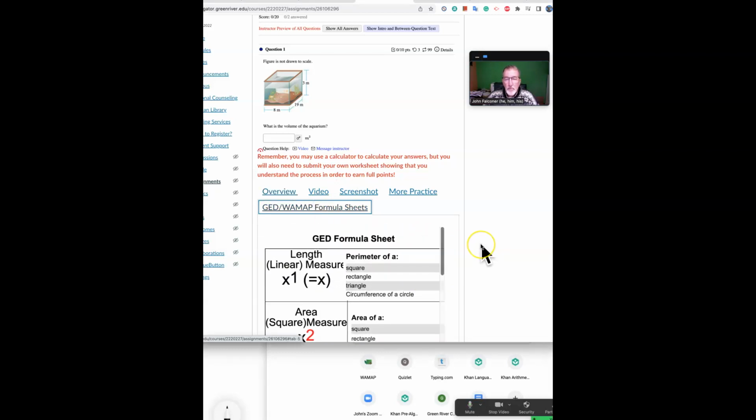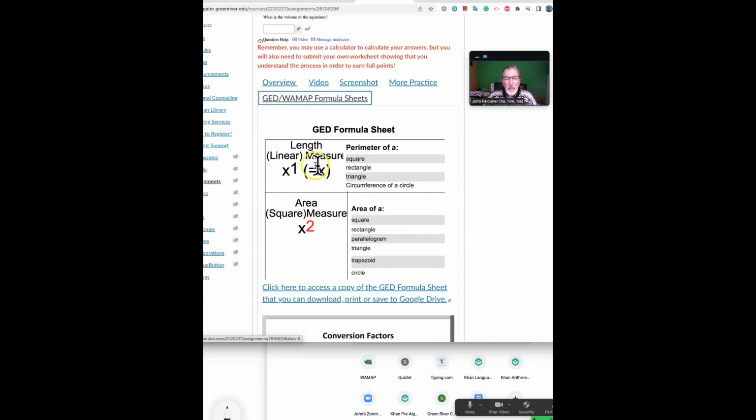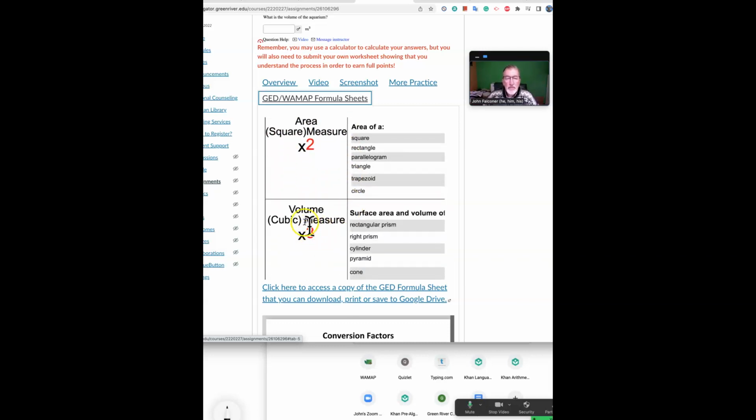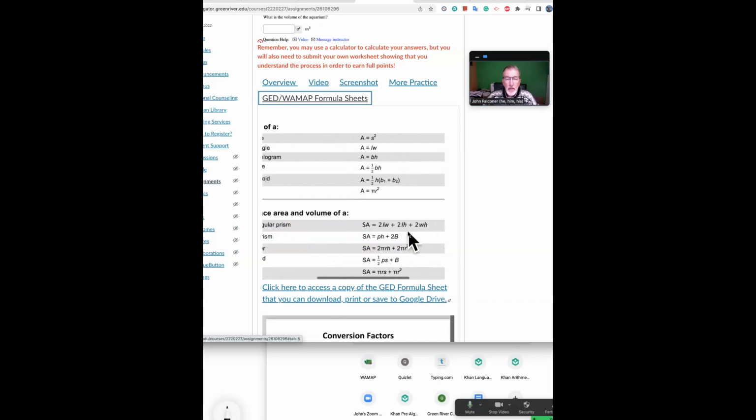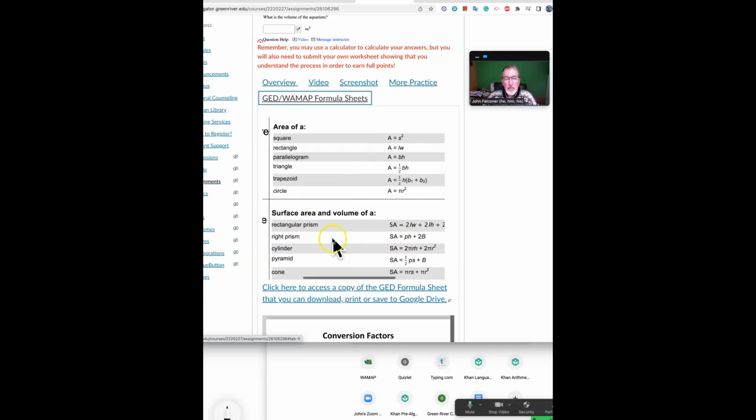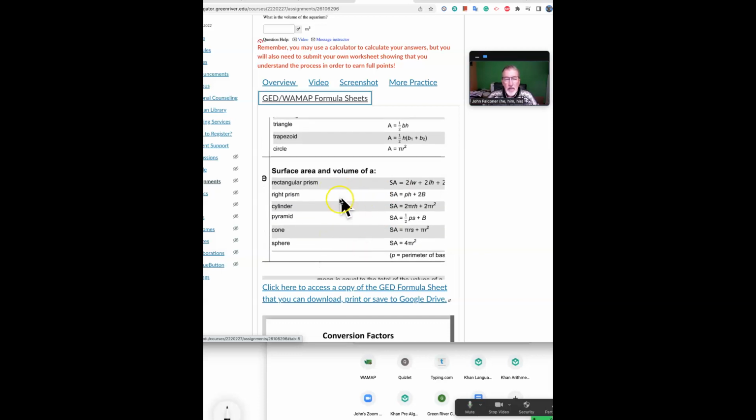So we've been doing linear and area, linear measure and square measure, which is two-dimensional. Linear measure is one-dimensional. And so now we're going to go to the next level, which is volume, which is cubic measure. That's x to the third power. So if we have a rectangular prism, this shows us surface area and volume.